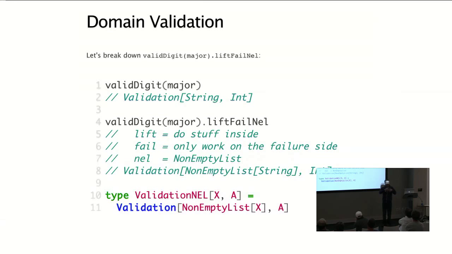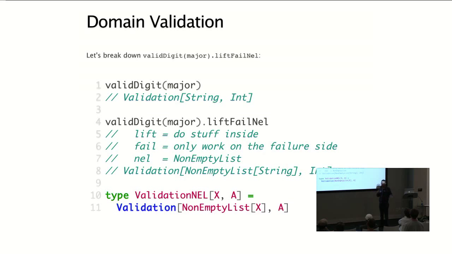The validation holds something. It's going to hold the success or failure. So I'm going to do something inside of that thing. We can just say lift means I'm going to do something inside. And then fail means I'm only going to do something inside the validation to the fail side. If it's successful, I'm fine, don't do anything. And then Nell stands for non-empty list. So it's a shortening with an acronym inside of it, which is confusing. The only thing you really need to know about non-empty list right now is it's a list that can't be empty. That's all it is.